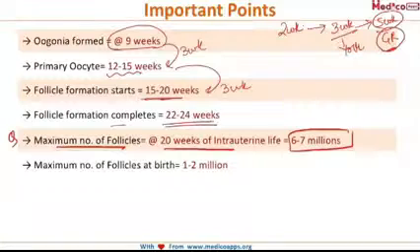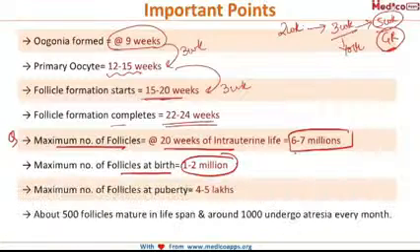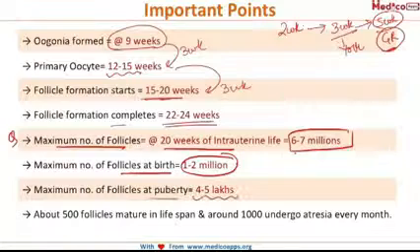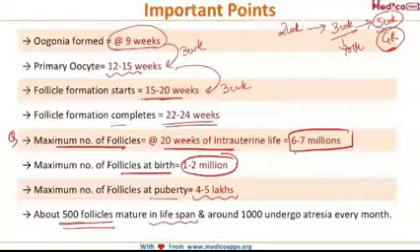Now these follicles keep on undergoing atresia at the same time. So the maximum number of follicles at birth is just 2 million. From 7 million, it decreases to 1 to 2 million. The atresia still continues, and the number of follicles at puberty is just 4 to 5 lakhs. And out of this, only 500 follicles mature in the entire lifespan, and around 1000 undergo atresia every month.